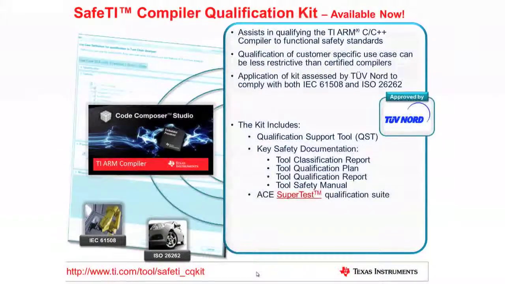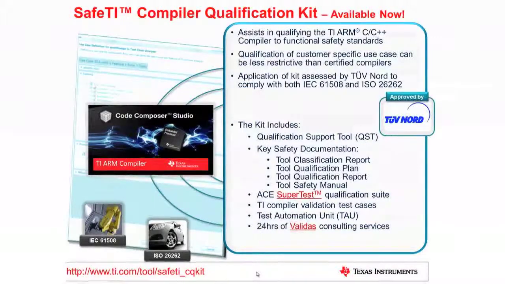The kit comes with the ACE SuperTest qualification suite that Marcel showed, which provides a high level of test coverage of the compiler and ensures ANSI C conformance as well. Test coverage is further enhanced by TI-developed compiler validation test cases. Tom showed how the test automation unit can be run in your environment on actual Hercules target hardware. And lastly, 24 hours of Validus consulting is also included to support you through the qualification process.